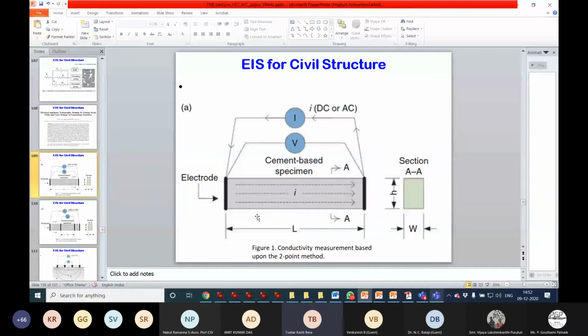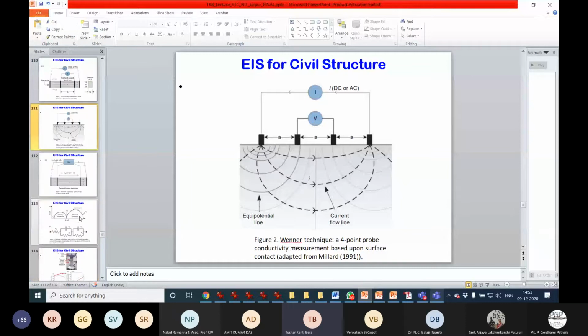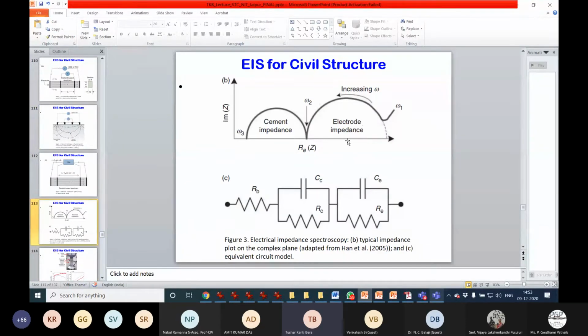Some other techniques have also been developed by other researchers. They studied the 2-point and 4-probe methods, and they used the same Wenner technique. The Wenner technique is the 4-probe technique, which I explained in the slides on the 2-probe and 4-probe techniques. They found that the electrode has its own impedance, and the cement based material has its own capacitance and resistance circuit, similar to the parallel circuit found in biological materials. So there will be a capacitive response for cementitious material, and also a series circuit which keeps the curve away from the center.